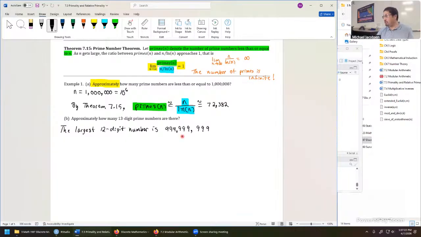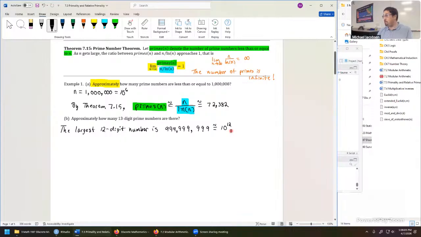This number is certainly approximately equal to 10 to the power 12. If we use 10 power 12, the error is so small that when we go to use primes n, we're going to be rounding to the same digit. So if we calculate primes n on the largest 13-digit number, and on the largest 12-digit number with that approximation, all we have to do is compute the difference, and we'll find the approximate number of 13-digit prime numbers.